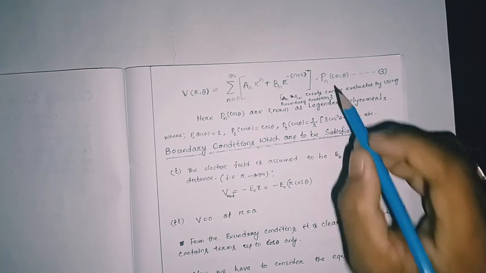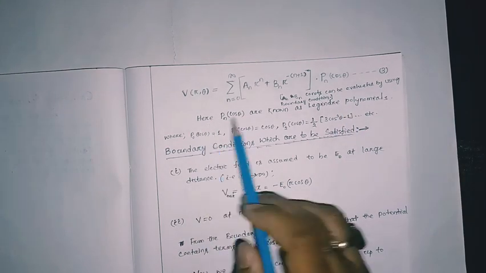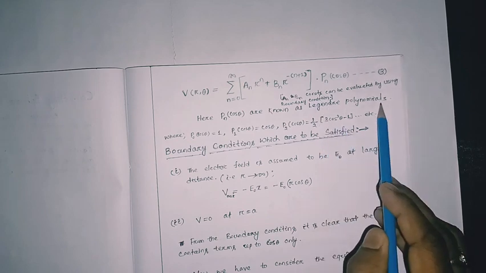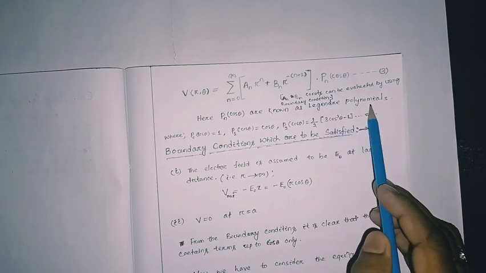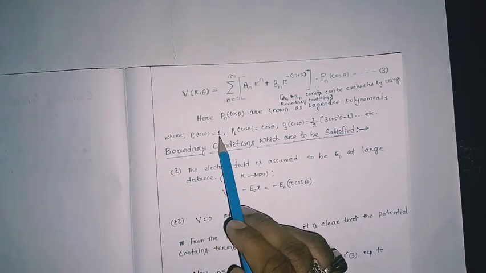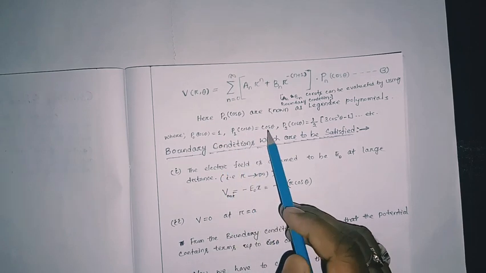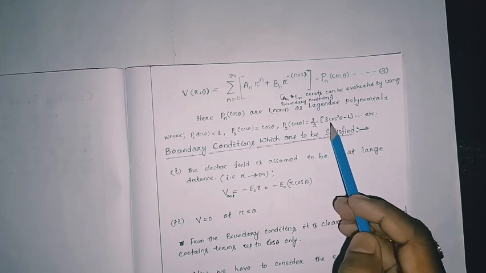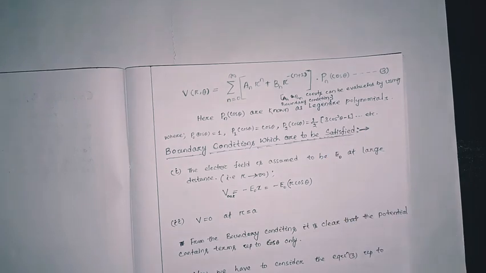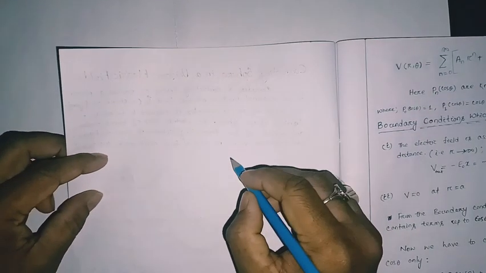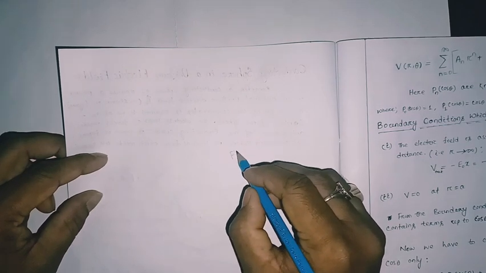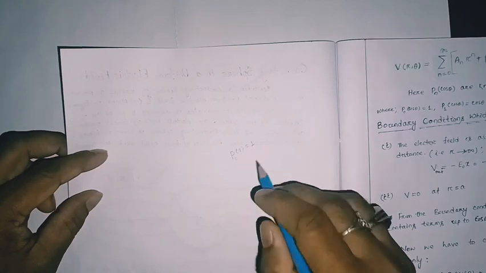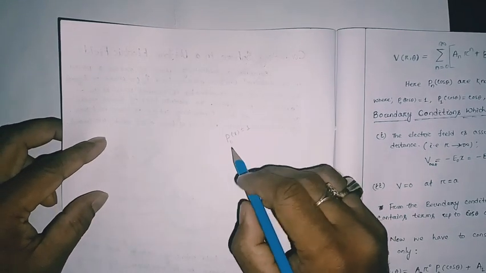Here P_n(cos theta) are known as Legendre polynomials, where P_0(cos theta) is 1, P_1(cos theta) is cos theta, and P_2(cos theta) equals half of (3 cos square theta minus 1). You may remember P_0(x) equals 1, the zero-order Legendre polynomial.